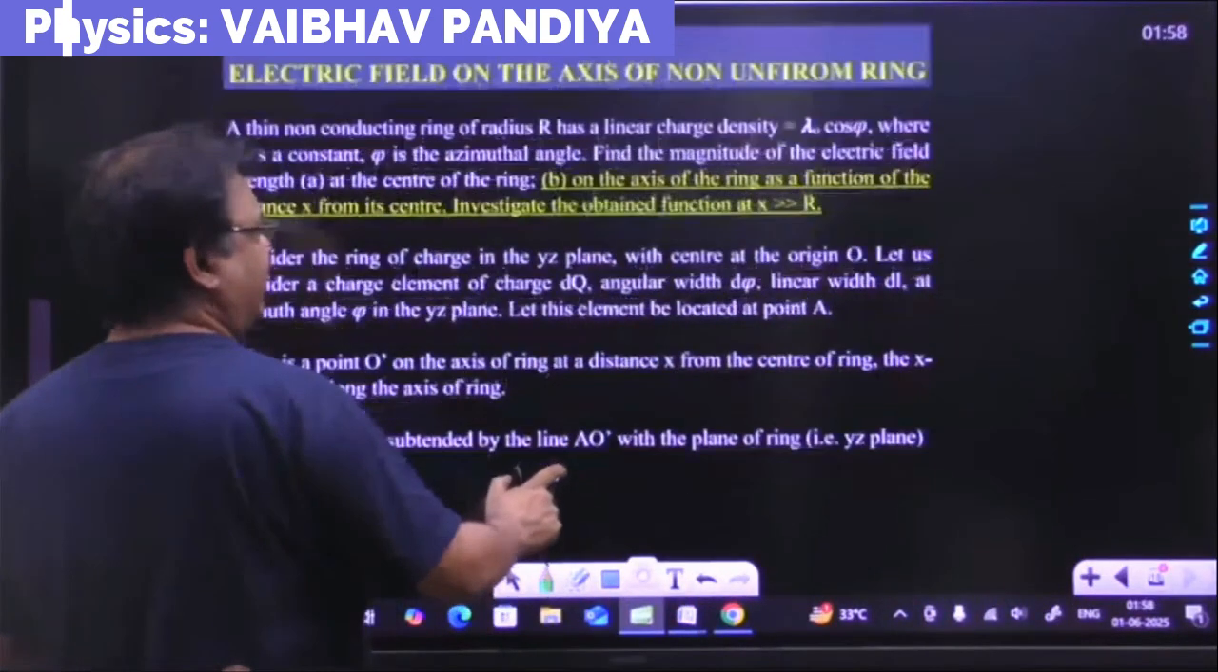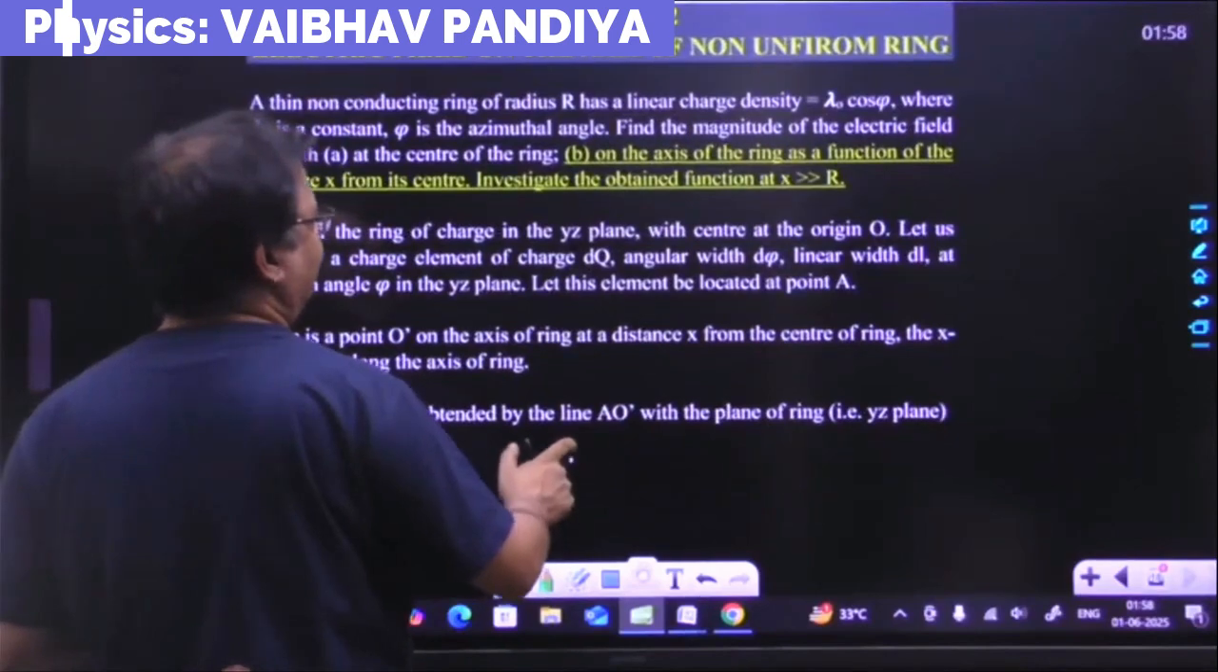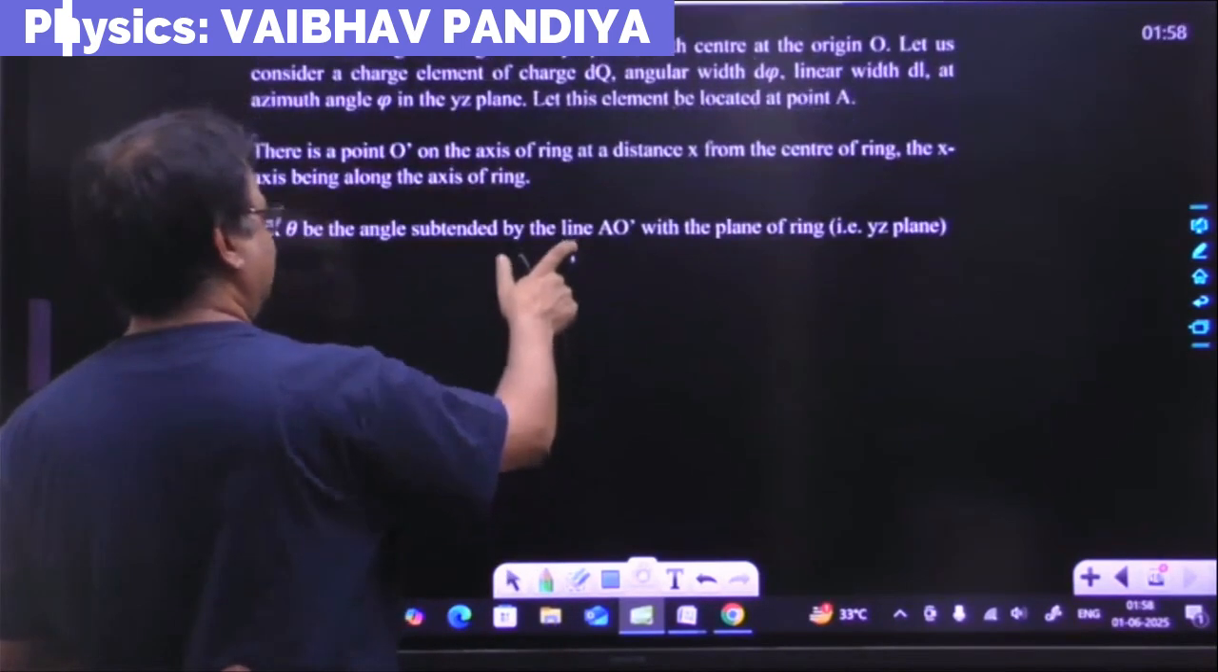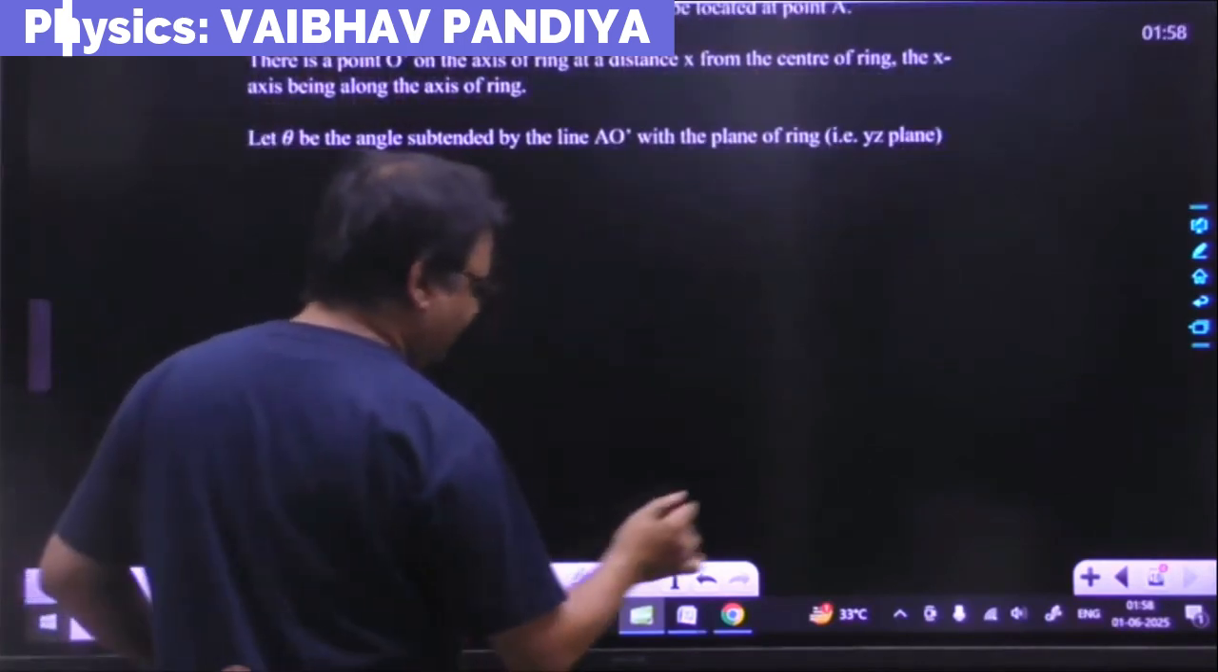So let us say we have a ring, and the plane of the ring is taken as the yz plane with the center at the origin. So I'm taking the ring in the yz plane.